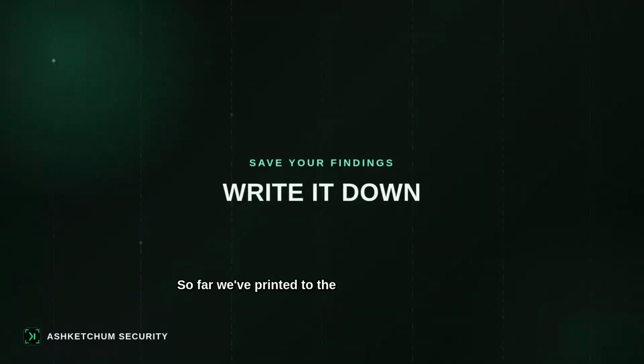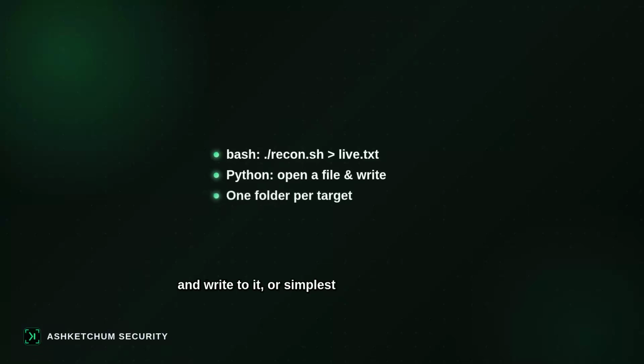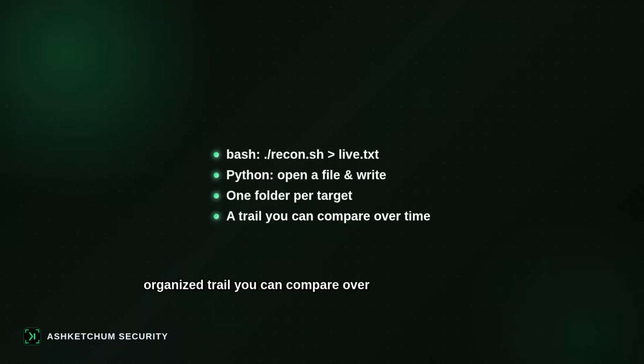So far we've printed to the screen, but real automation saves its findings. In Bash, just redirect with a greater-than sign: ./recon.sh > live.txt, and your results land in a file. In Python, open a file and write to it, or simplest of all, print as normal and redirect the whole script's output. Go one step further and give each target its own folder with its own files. Now every run leaves a clean, organized trail you can compare over time and feed into the next tool.